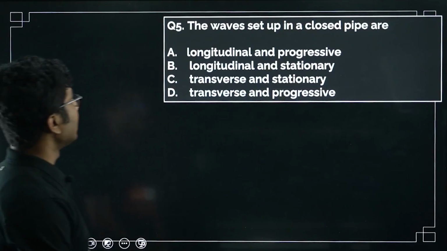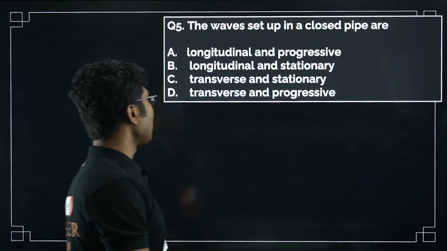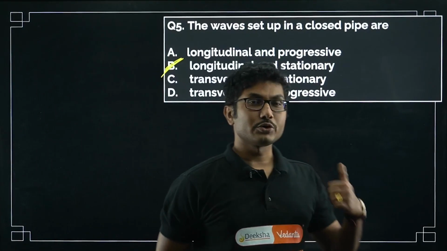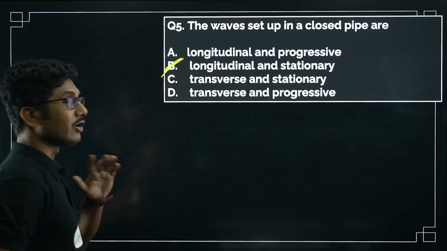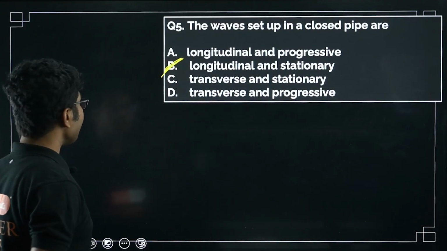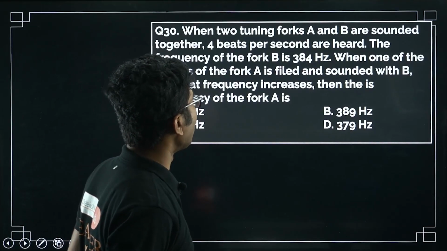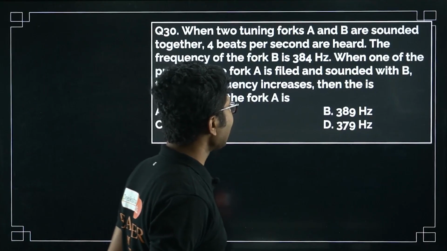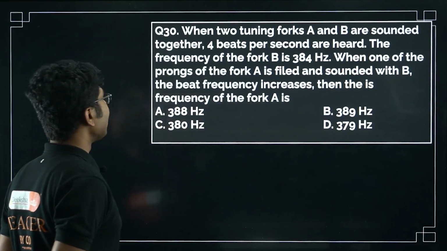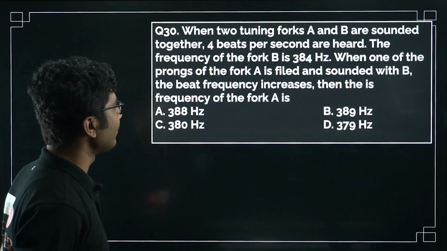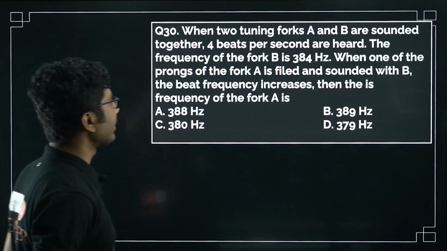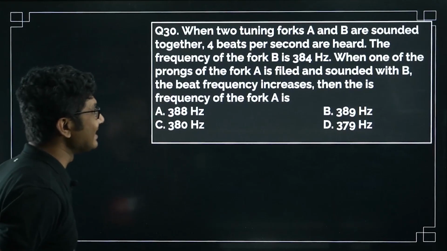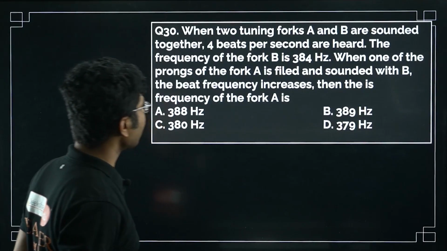Next question. The waves set up in a closed pipe are longitudinal and stationary. They are not transverse. If it is a string, it will be transverse. When two tuning forks A and B are sounded together, 4 beats per second are heard. The frequency of fork B is 384 Hz. When one of the prongs of the fork A is filled with wax and sounded with B, the beat frequency increases. Then the frequency of the fork A is?